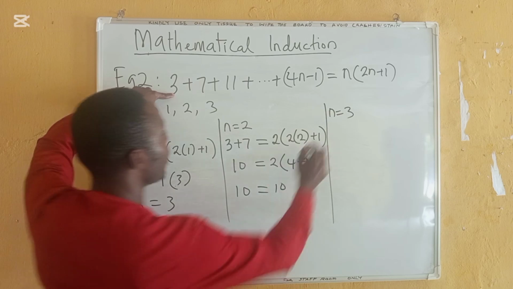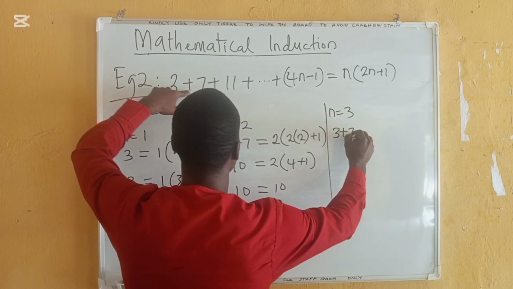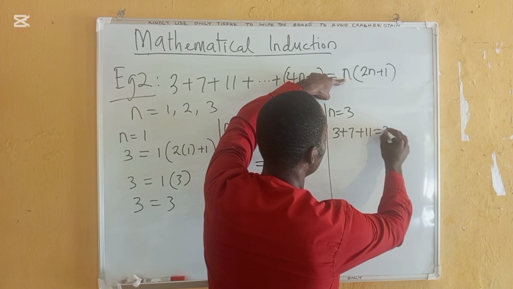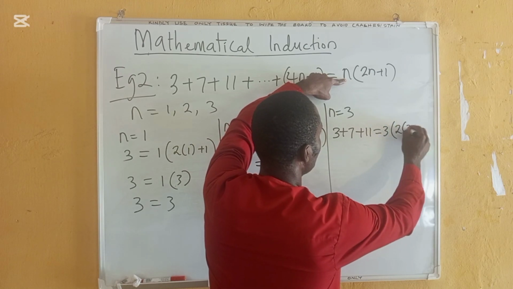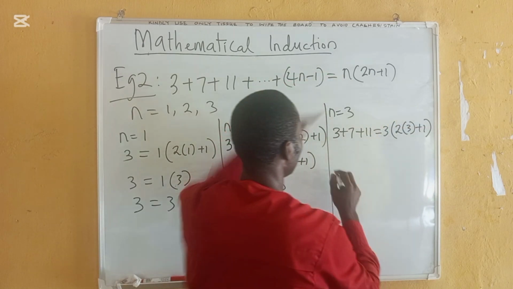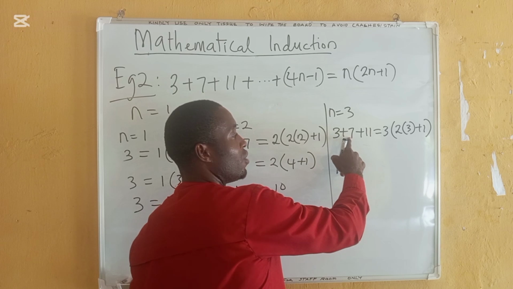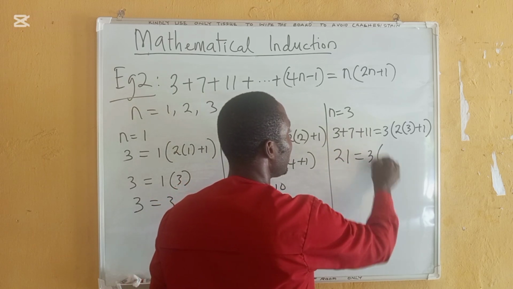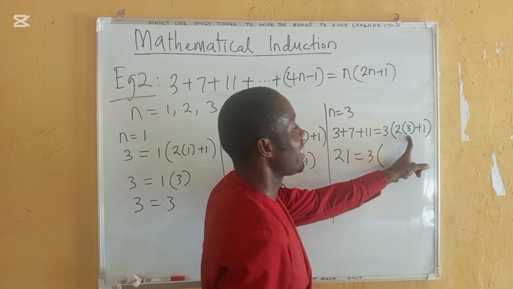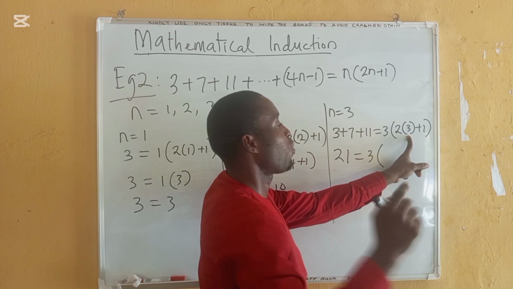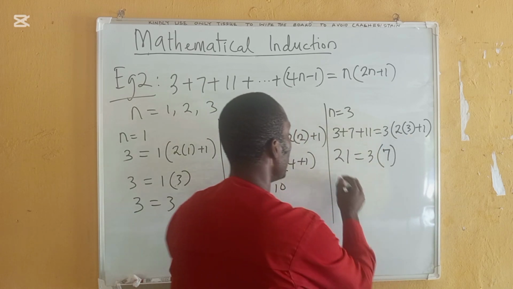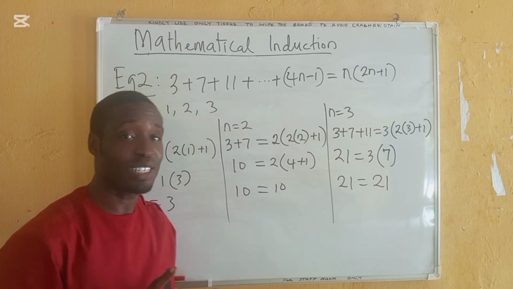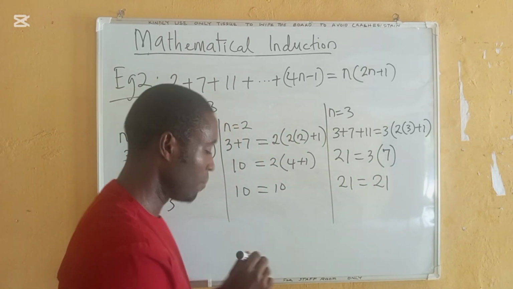We look at n equal to 3. At n equal to 3, we have 3 plus 7 plus 11 is equal to, n is 3, so we have 3 into 2 into 3 plus 1. So 3 plus 7 is 10, 10 plus 11 is 21, which is equal to 3 into, 2 times 3 is 6, 6 plus 1 will give us what? 7. So 21 is 3 times 7, that is 21. It has satisfied the first 3 terms.